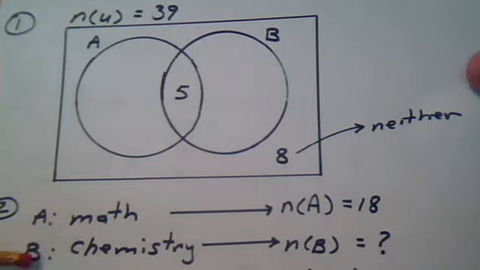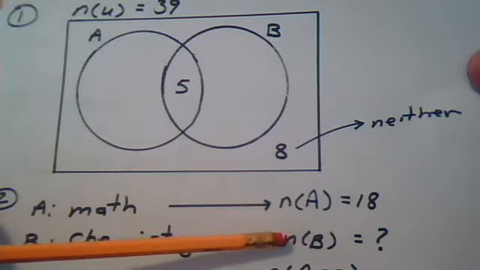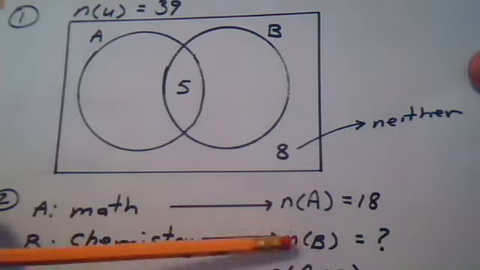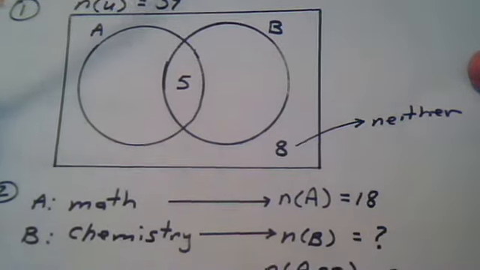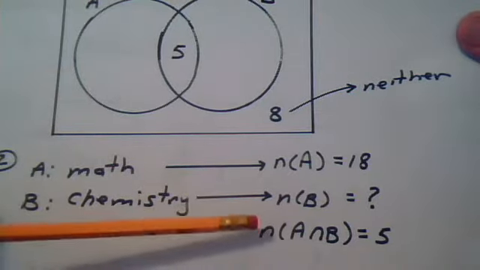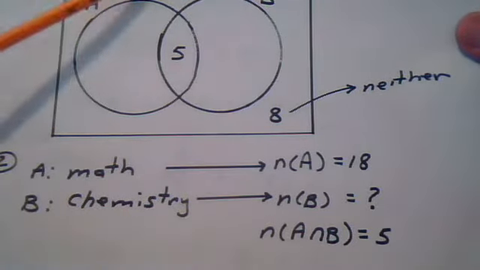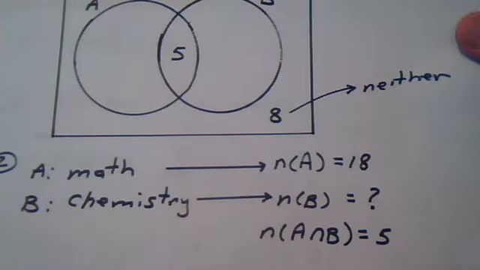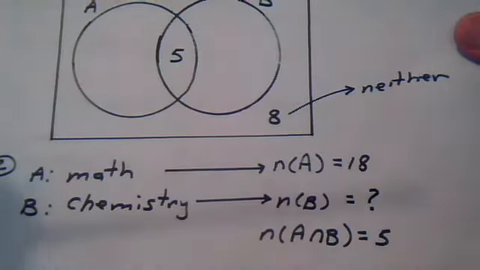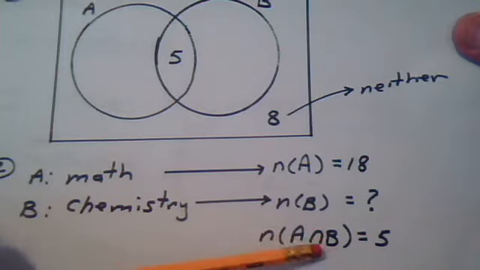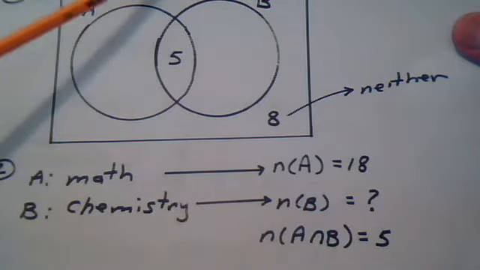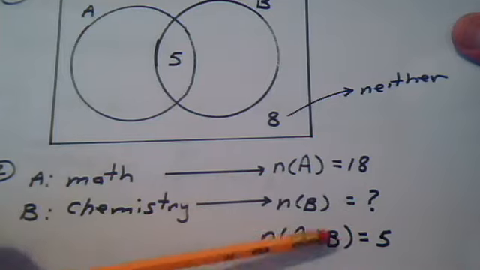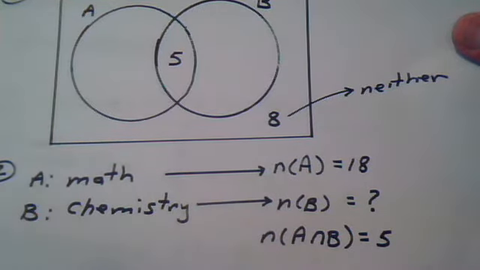Chemistry is going to be the B group. And they didn't give us the information as to how many members were in the chemistry group. So the number of members in the B group, which is the chemistry group, we don't know yet. They also told us that there were 5 out of the 39 that were taking mathematics and chemistry. So mathematics and chemistry, this intersection translates into an and. So the number of members of the 39 that are taking math and chemistry, there are 5.